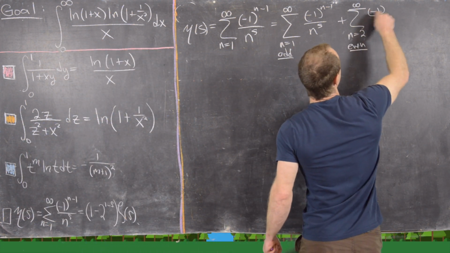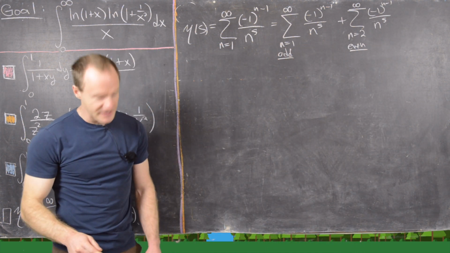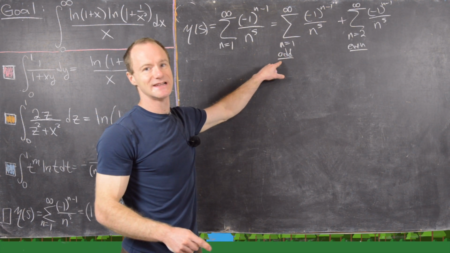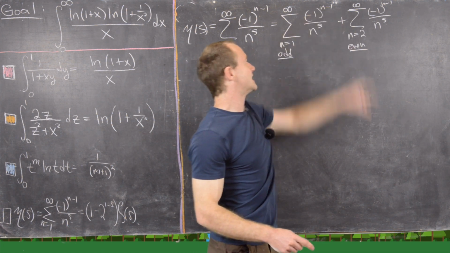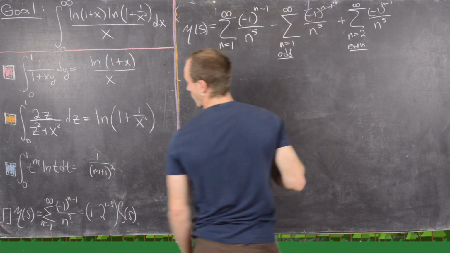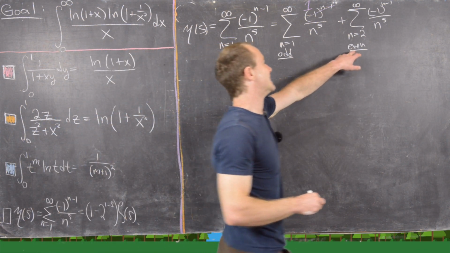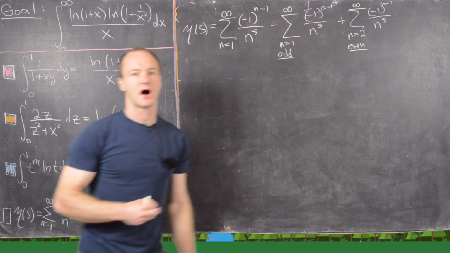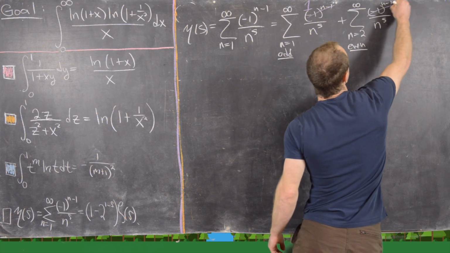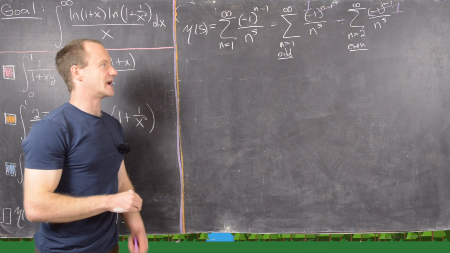And now I have minus 1 to the n minus 1 over n to the s. Okay, now we can do some simplification. Notice if we're summing over all odd terms, n is odd, which makes n minus 1 even, which means we can turn all of these into a positive 1. And then here, n is even, which makes n minus 1 odd, which means we have negative 1 to an odd power, so we can turn all of these to a negative 1, and I'll do that in the following way. So I'll just bring the minus sign out front.